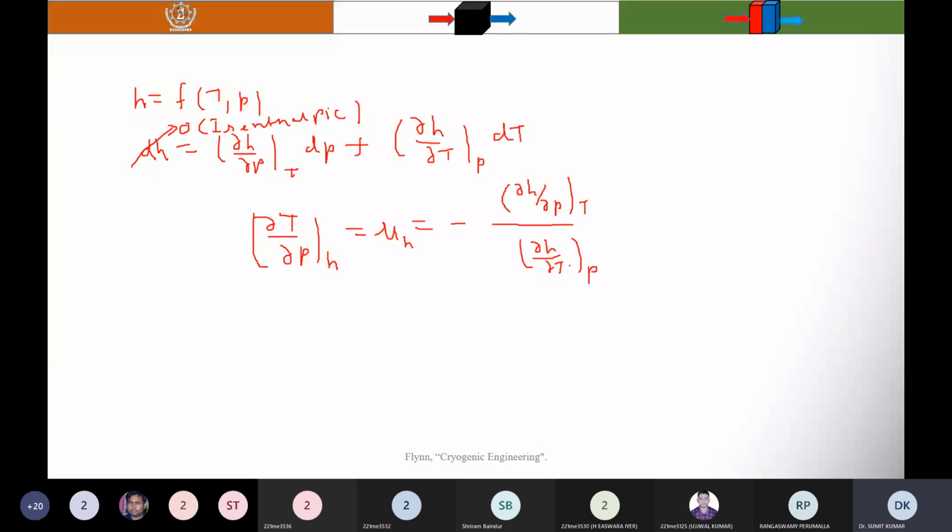Then this one, if you remember, is equal to the Cp. And this one I assume as phi. So what you will get is mu H is equal to minus phi by Cp. So I need to find the phi.